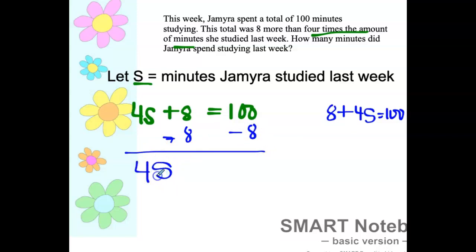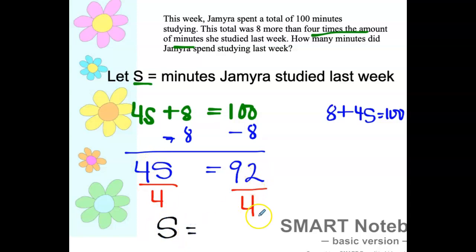So now we have 4s. I'm going to make it an s so it doesn't look like a 5. Then 100 minus 8 gives you 92, right? And then, what is the next step? We divide both sides by 4. Using your magical tool, the calculator, 4 divided by 4 is 1, so we have 1s. And 92 divided by 4 gives you 23.